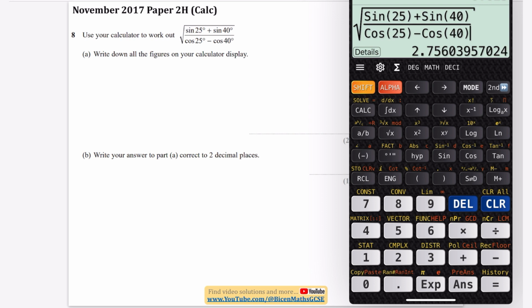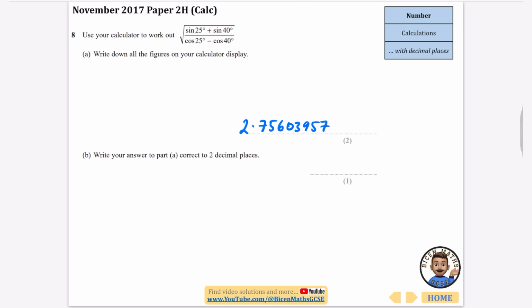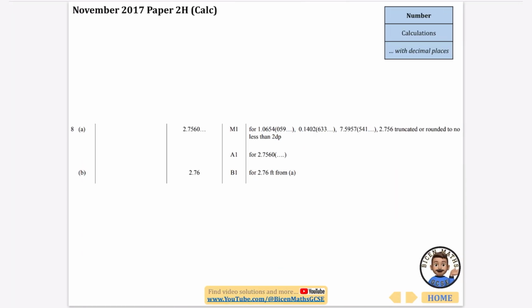Now it wants us to write down all the numbers, but I'm going to write down just as many as I can be bothered. So it's 2.75603957. That'll be more than enough to get all of the marks. And then it just wants us to do this answer to 2 decimal places. So 2 decimal places, we look at the 6 after the 5. That means it's going to round up, so it's going to be 2.76. Let's see if we've got that right. Yeah, see, it only really needs to have 2.7560 to get the mark there. But that's fine for us to have just truncated it where we got to.